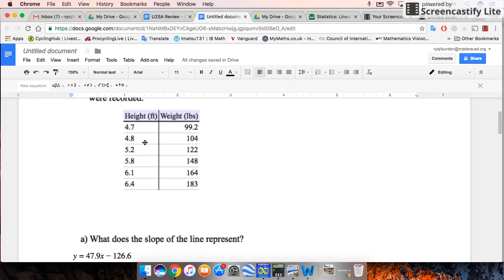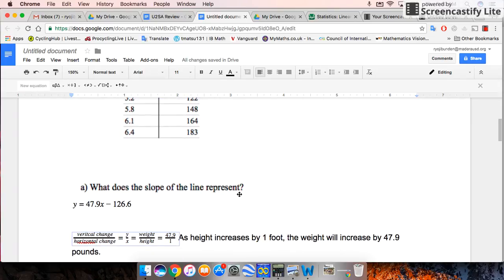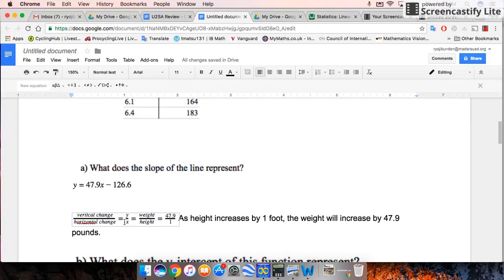If the height was increasing and the weight was decreasing, hypothetically, not in this situation, but if it was, that would be a negative relationship, right? So that's one way to be able to decipher a data table. Okay, so going back to this, vertical change over horizontal change is y over x, which in this case, our variables are weight versus height. And since it's 47.9, that means that it's 47.9 over 1, right?